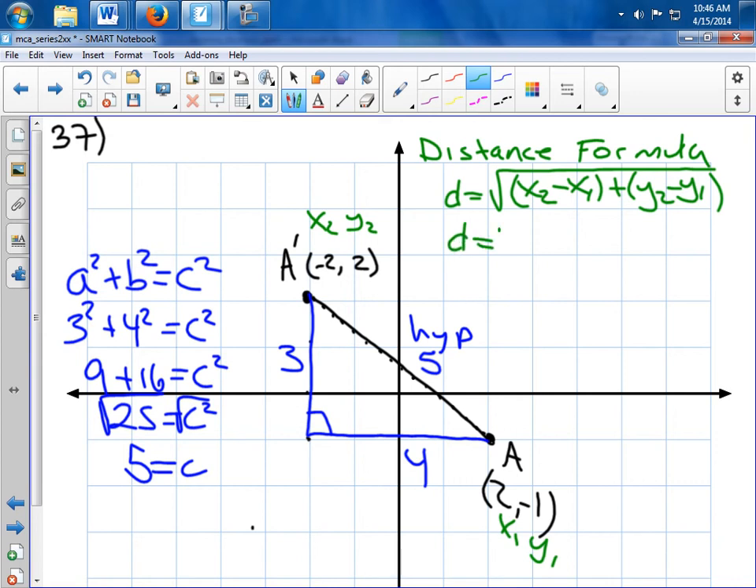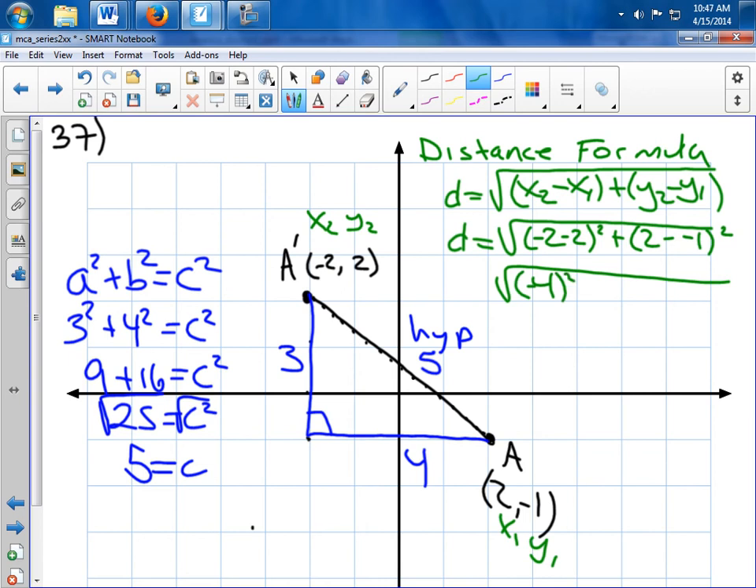All we're doing is exactly the same thing. What is x2 minus x1? What is negative 2 minus, well, we'll write it right here. Negative 2 minus 2 squared. My y2 value is 2. 2 minus negative 1 squared. 3. So then that becomes negative 4 squared. This one becomes 3 squared, which is 16 plus 9, which is 25, which is 5.